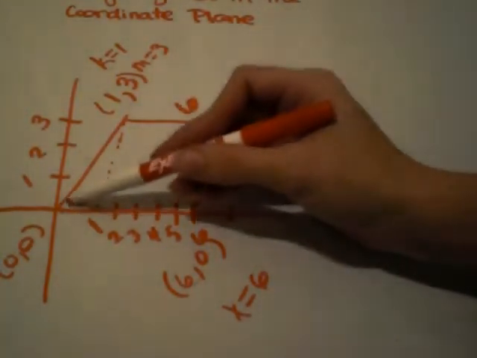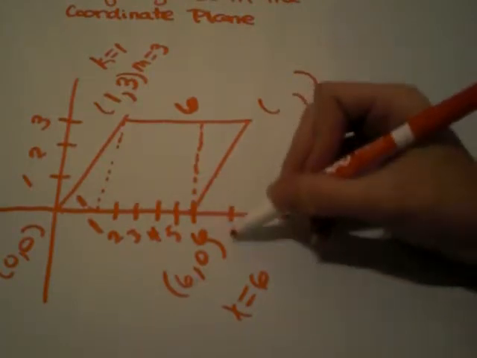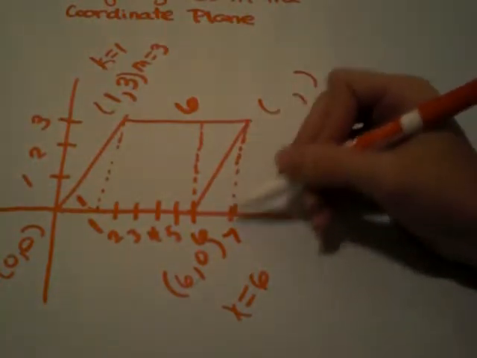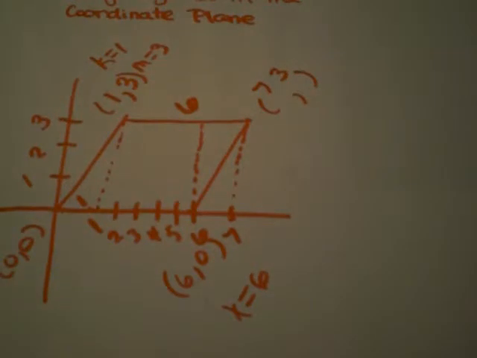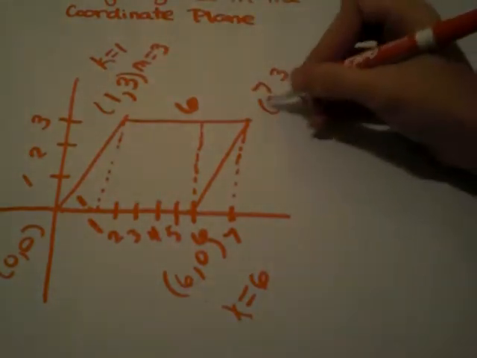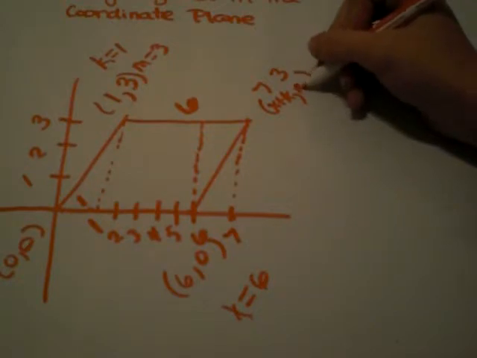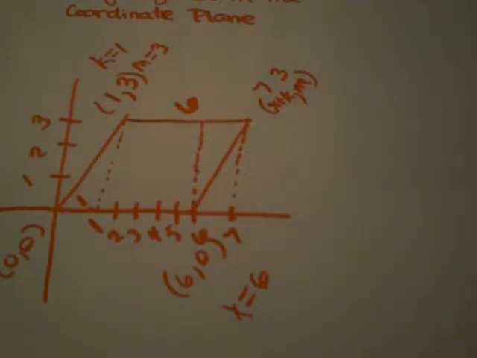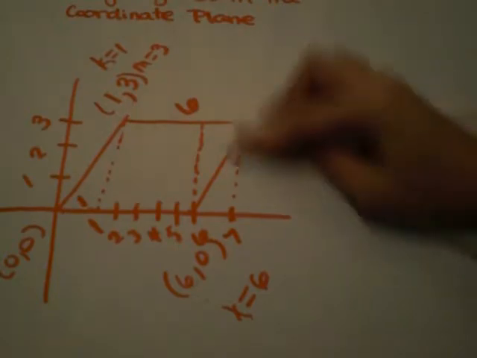So again, if we go this whole side plus an extra 1, we've gone 7 spaces in total to get to this point. So we've gone over 7, up 3. And if we look at that in terms of the letters that we used, 7 is the same as 6 plus 1, which is X plus K, and the 3 is the same as our M that we chose. So sometimes it's just a little bit easier to see in numbers, sometimes it's easier to see in straight lines. Whatever helps you is how you should think about it. I'm just giving you a bunch of different ways to see this.